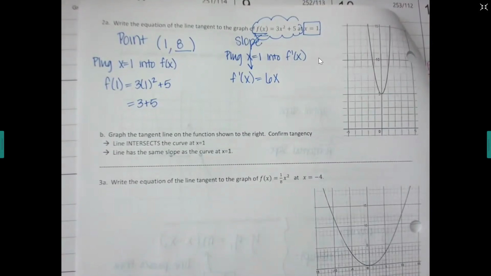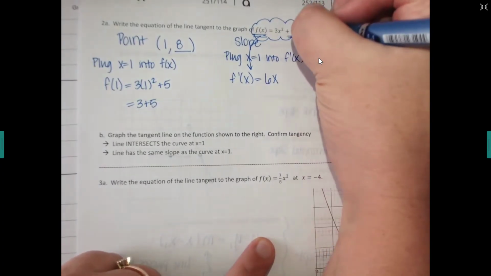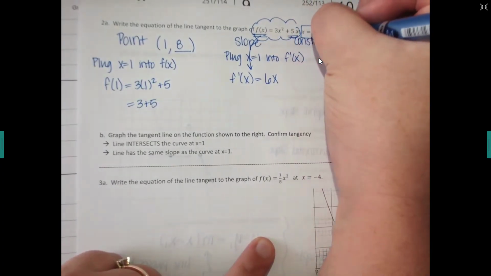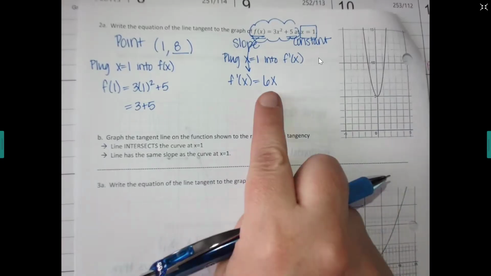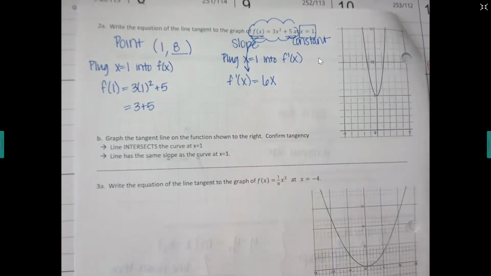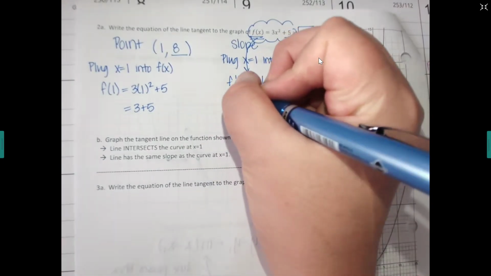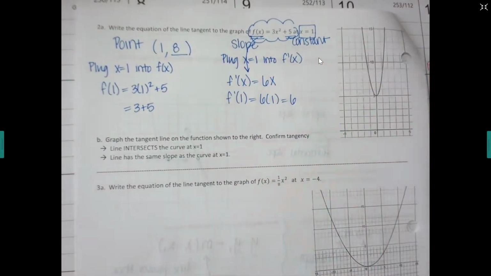Does anyone happen to remember what happens to a constant when you take the derivative? Goes to 0. Very good. 5 is a constant, which means derivative goes to 0. Okay, this is the equation for the slope at whatever point I want. I want it at point x equals 1. So we're going to plug a 1 into that. 6 times 1 is 6.